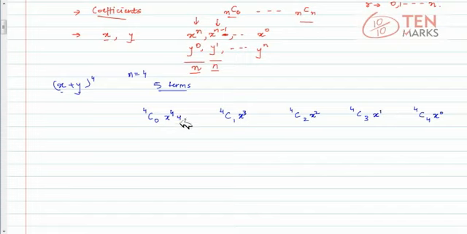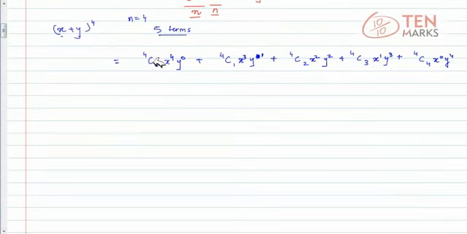For y, we'll start with y raised to 0. This will become y raised to 1, or just y, because it's increasing. Then y squared, y cubed, and y raised to 4. Okay? And now finally, we can add up all of these terms. So this is the expansion of (x + y)^4 as per the binomial theorem.